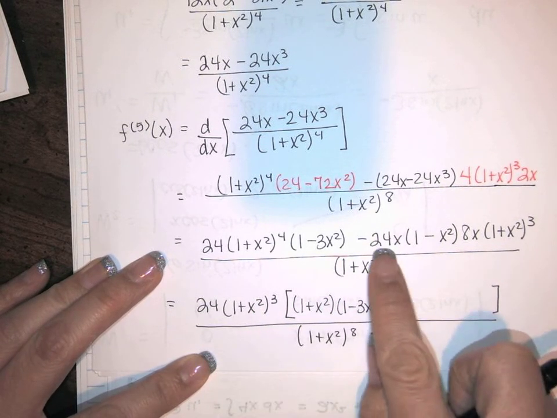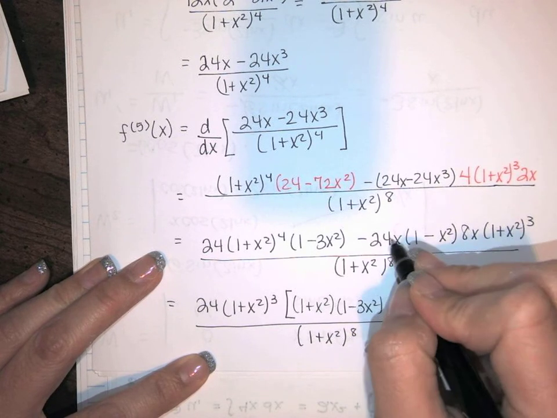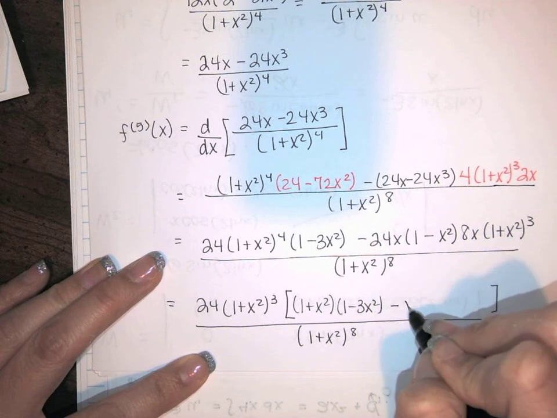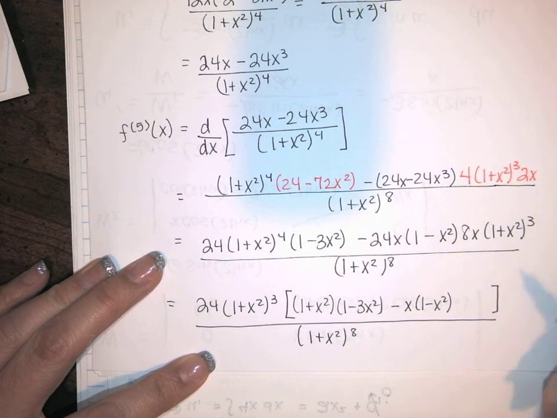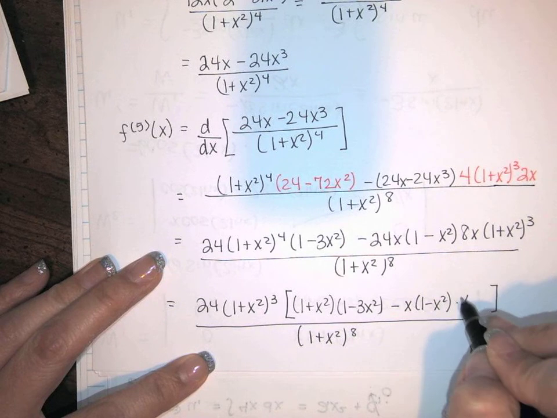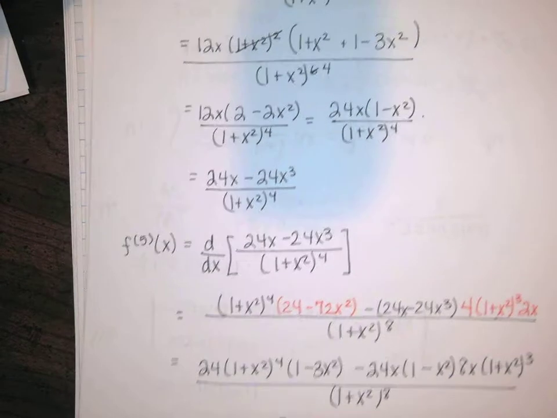And this times what over here? Well, I'm missing a negative, and the 24 is taken care of. I need the x. Then I've got the 1 minus x squared factor, and then the 8x factor. Yes, very tedious. Lots of derivatives. That's okay.